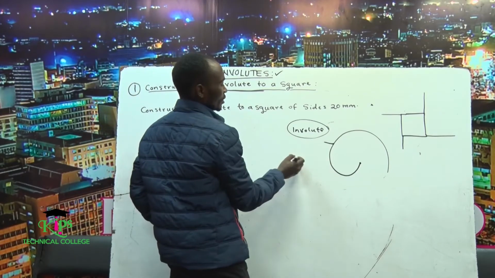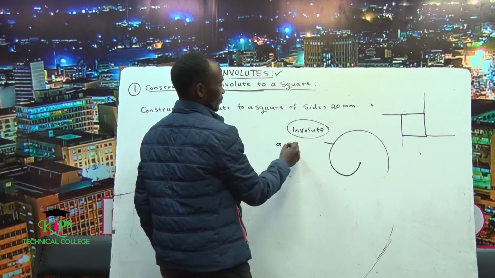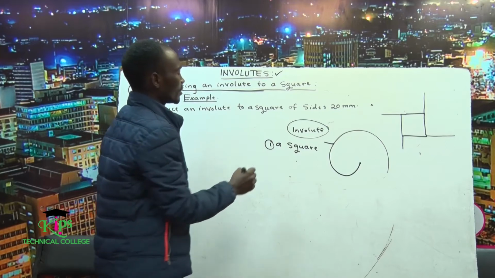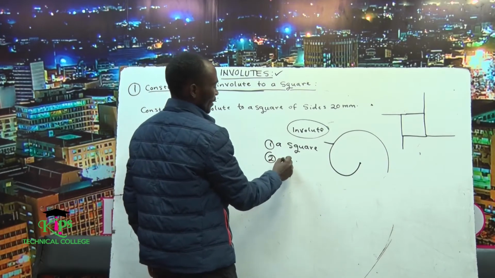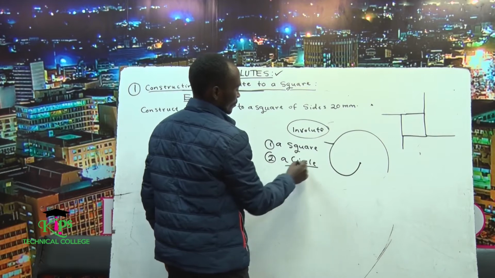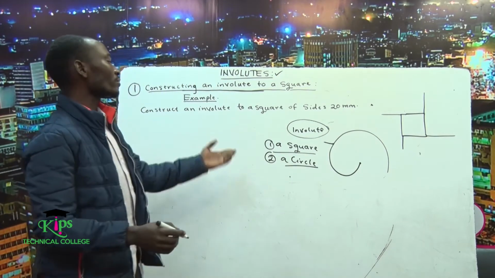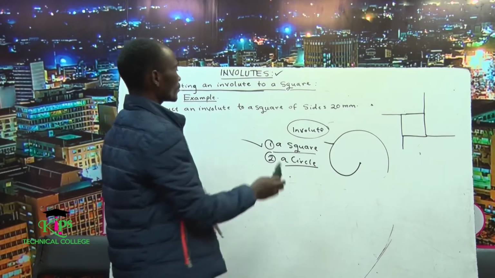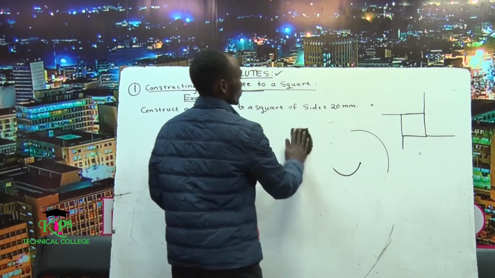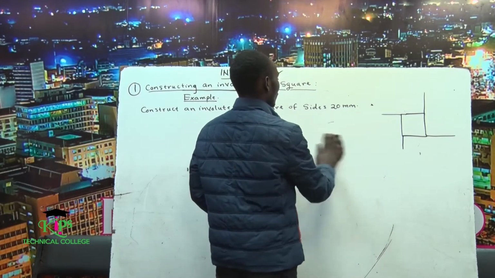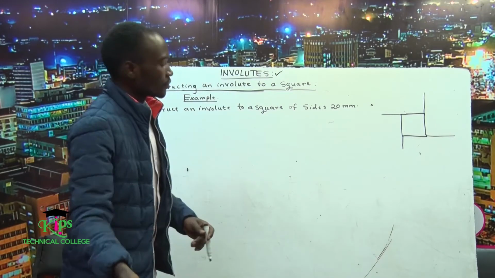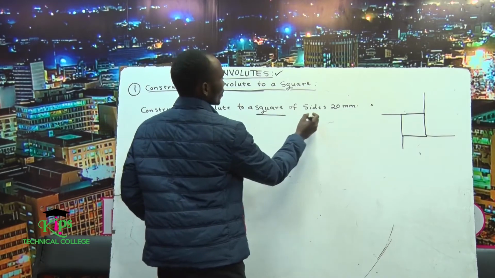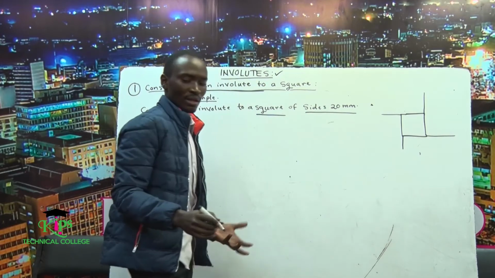The first method is the use of a square. The second method is the use of a circle. For this case, we are going to construct an involute in a square. To construct an involute in a square, you have been given the dimensions of 20 millimeters.